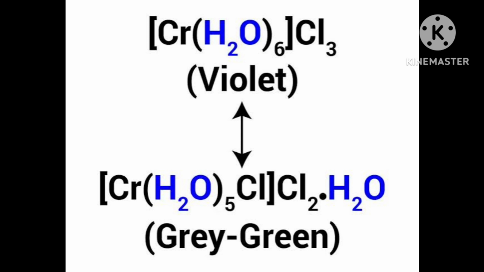Correct? Now see the two colors. When it was H2O whole 6, it was violet. And now when one H2O went outside and in its place one Cl came, its color became grey-green. This is the best example of solvate isomerism.